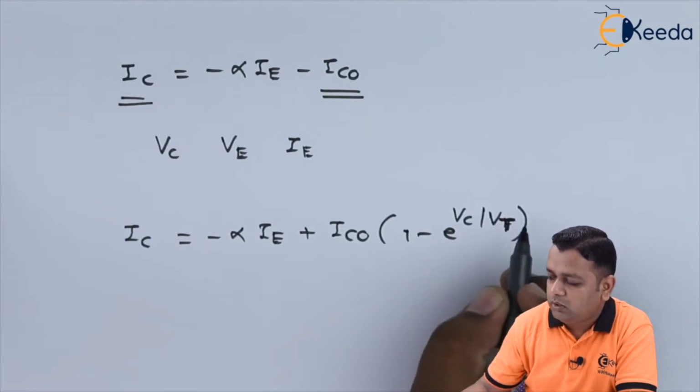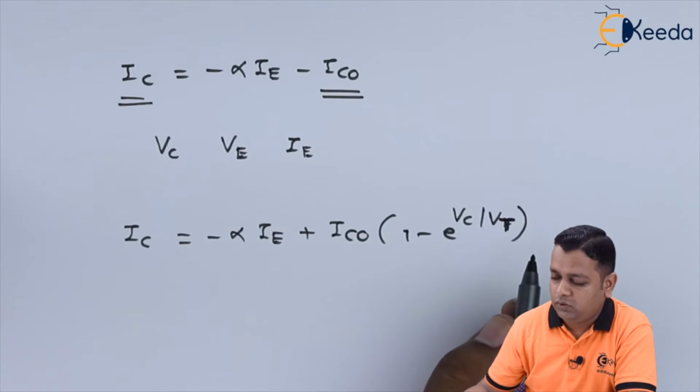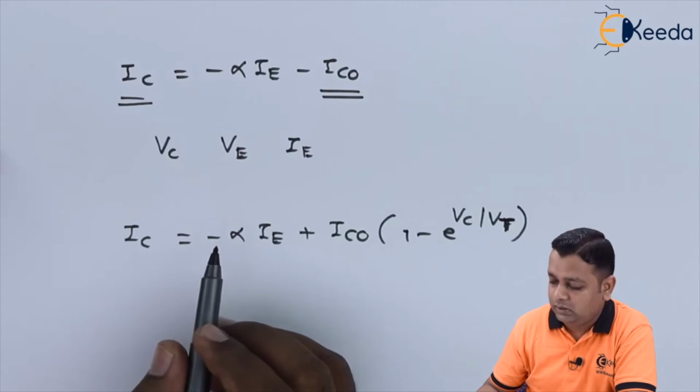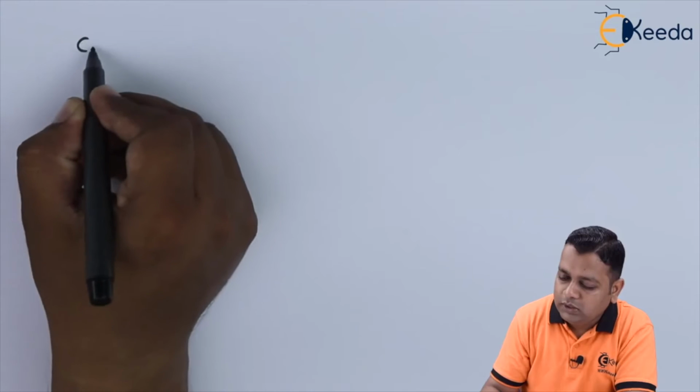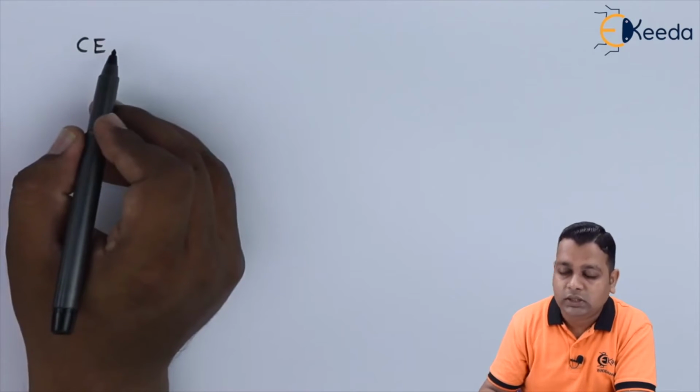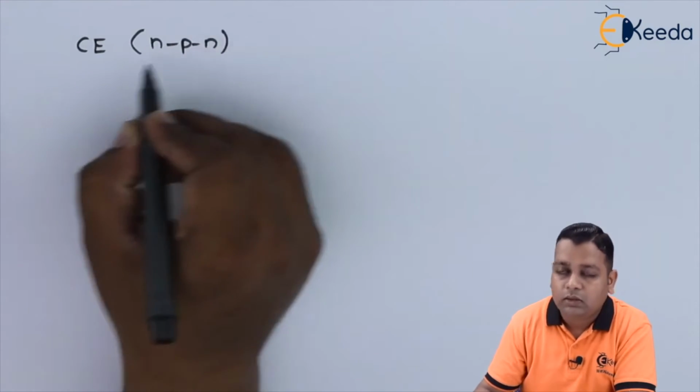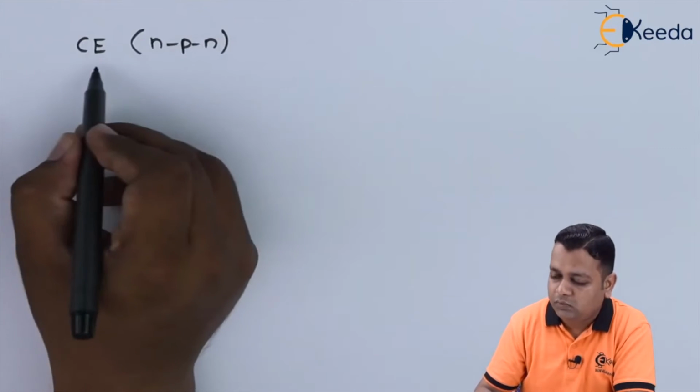So VT is nothing but the temperature equivalent voltage coefficient here. It has the value 26 into 10 raised to the power minus 3. So these were the expressions with respect to the common base configuration, considering the NPN structure for the microwave bipolar junction transistor. Now instead of the common base configuration, when we have the common emitter configuration, abbreviated as CE configuration, we take the case of the NPN bipolar junction microwave transistor structure.